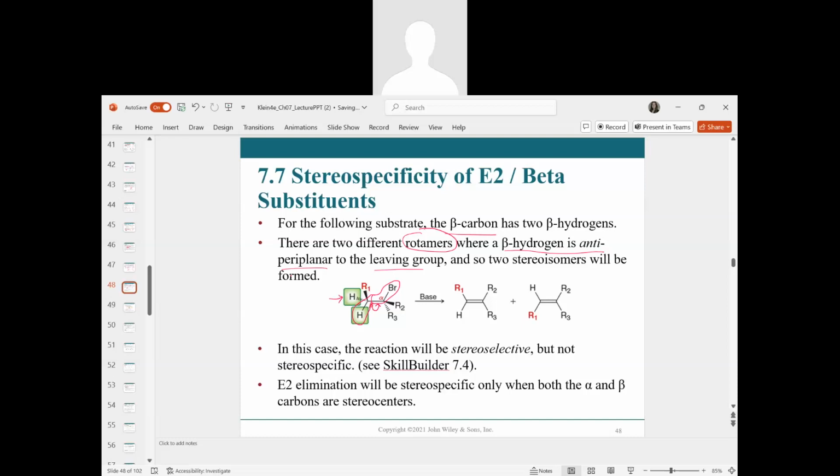So again, we'll say that this reaction would be stereoselective because we can select which isomer can be a product, but it's not stereospecific because we have more than one. For an E2 elimination to be stereospecific, both the alpha and beta carbons would have to begin as stereocenters. But we can see that over here, we just have 2 protons. So our beta carbon is not going to be a stereocenter.